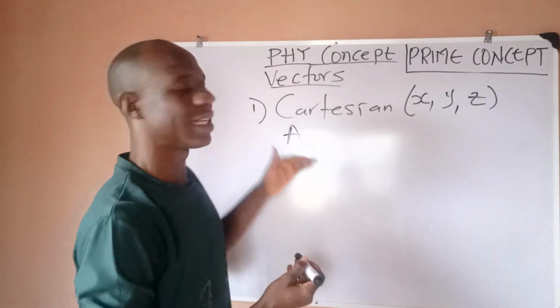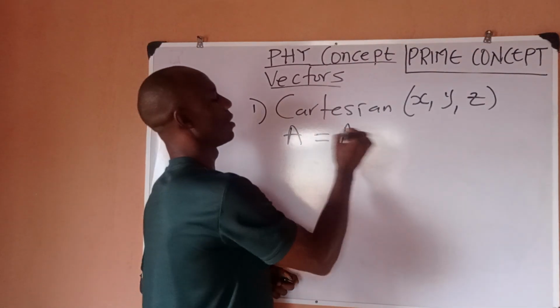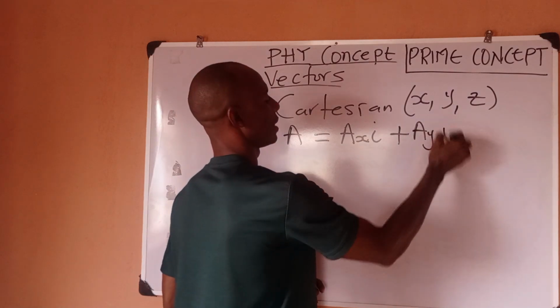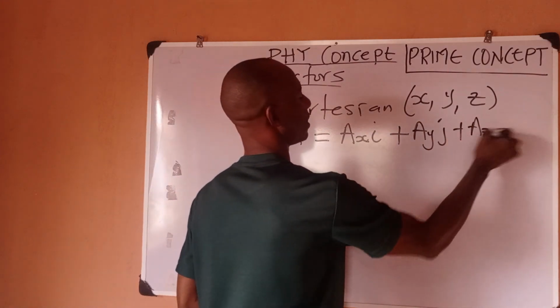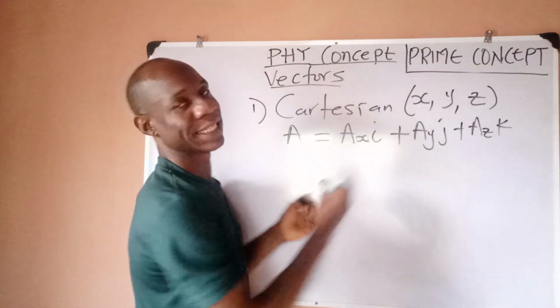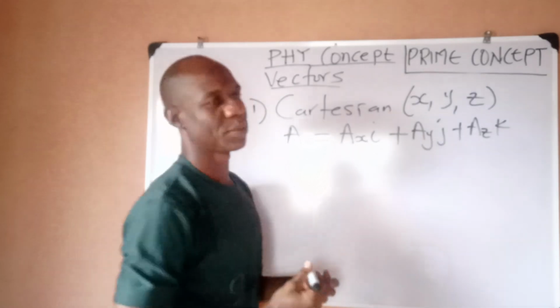And so we have a quantity, which is A. I want to represent A as a vector in Cartesian coordinates. It will be written as A equals Ax i plus Ay j plus Az k. So this is how we represent the vector A in Cartesian coordinates.